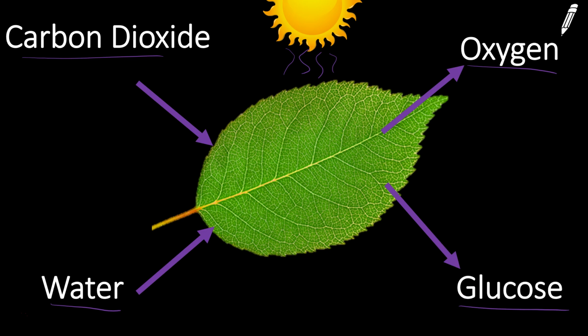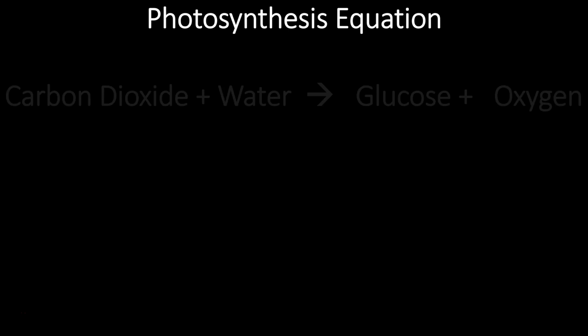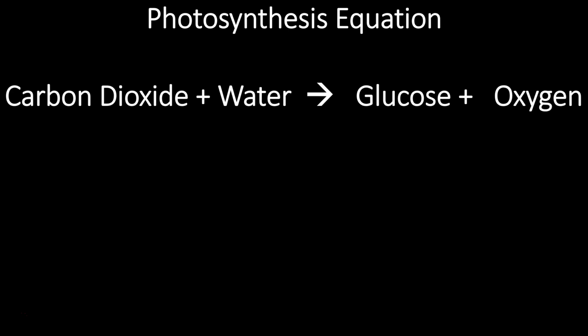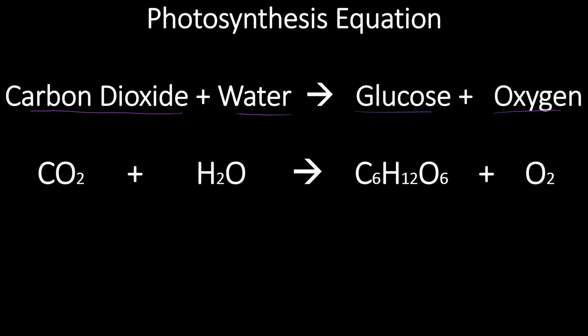Okay? Now, these inputs and outputs could be summarized as an equation. Okay? So if we have carbon dioxide and water as our inputs, glucose and oxygen, we could summarize it in this formula. CO2, which is carbon dioxide, plus H2O, which is water, gives us C6H12O6, that's the formula for glucose, and plus O2.